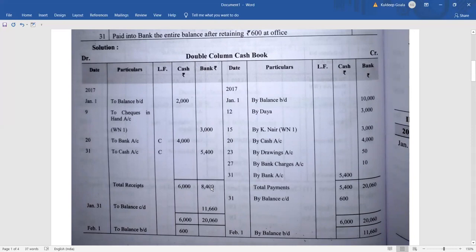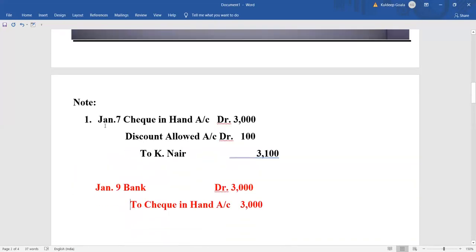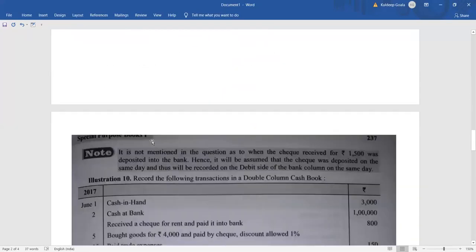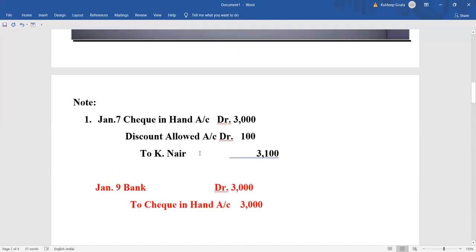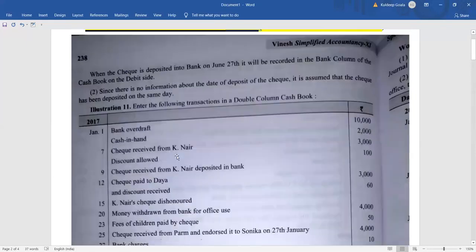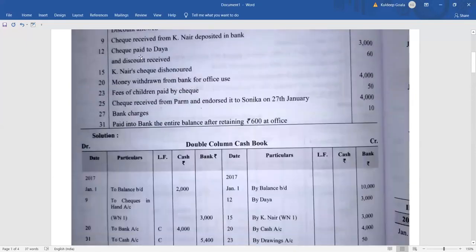You can just mention working note number 1. This is the number 1 working note, right? This will be enough. So coming to the next one, check paid to Daya. How much? 3000, and discount received was 60. Now here also discount received is there, but we don't have a discount column, isn't it? So for this discount you can give a note. Since it is not going to come in the double column cash book, you can give a note for that. And for the rest of the amount you are going to show the entry here.